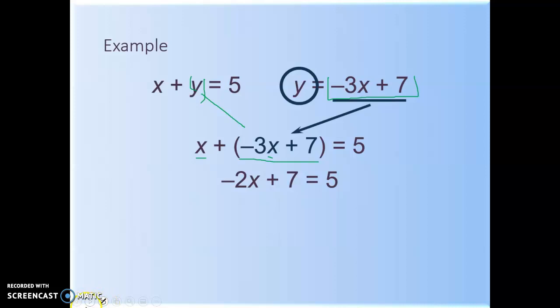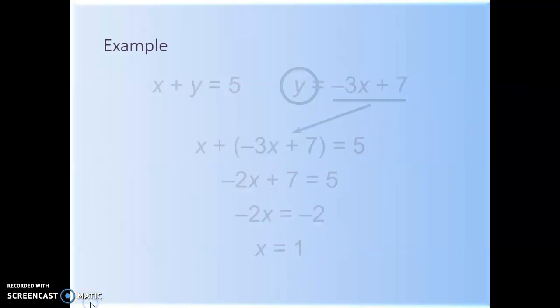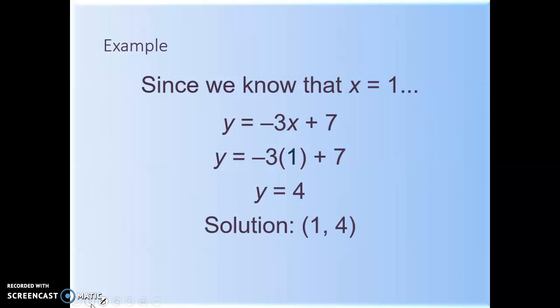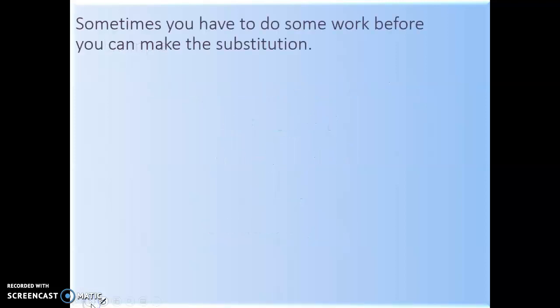I get negative 2x plus 7 equals 5 once I simplify combining like terms. Using our inverse operations and rules of algebra, let's solve for x and find out that x equals 1. Well, now I know the value of x, so I can go back into my original equation and substitute that back in to find a numerical value for y. So substituting that 1 back in, again use parentheses whenever you substitute, we find out that the numerical value of y is 4. So our solution set is 1, 4. Our coordinates are 1, 4.